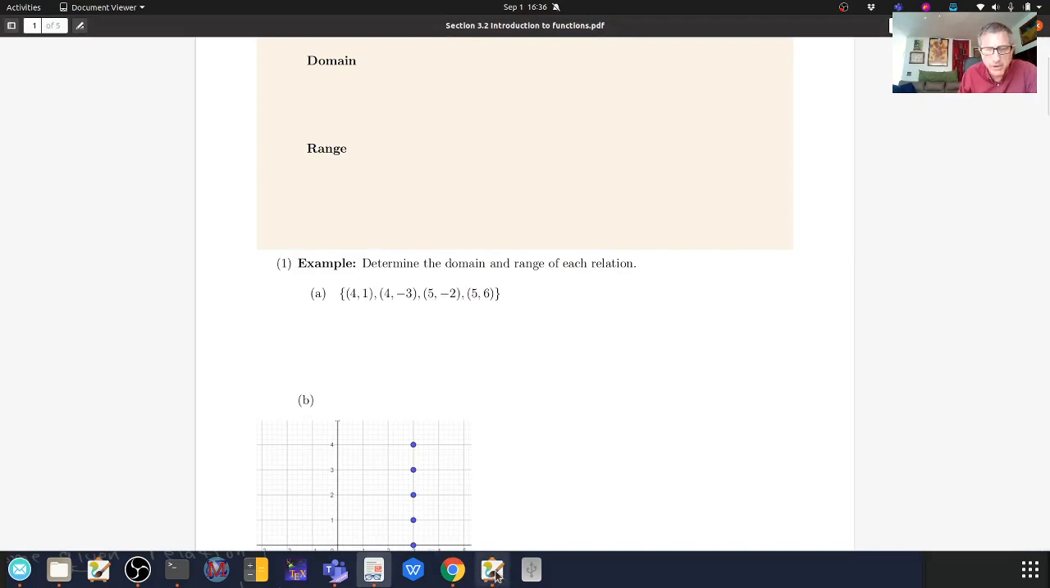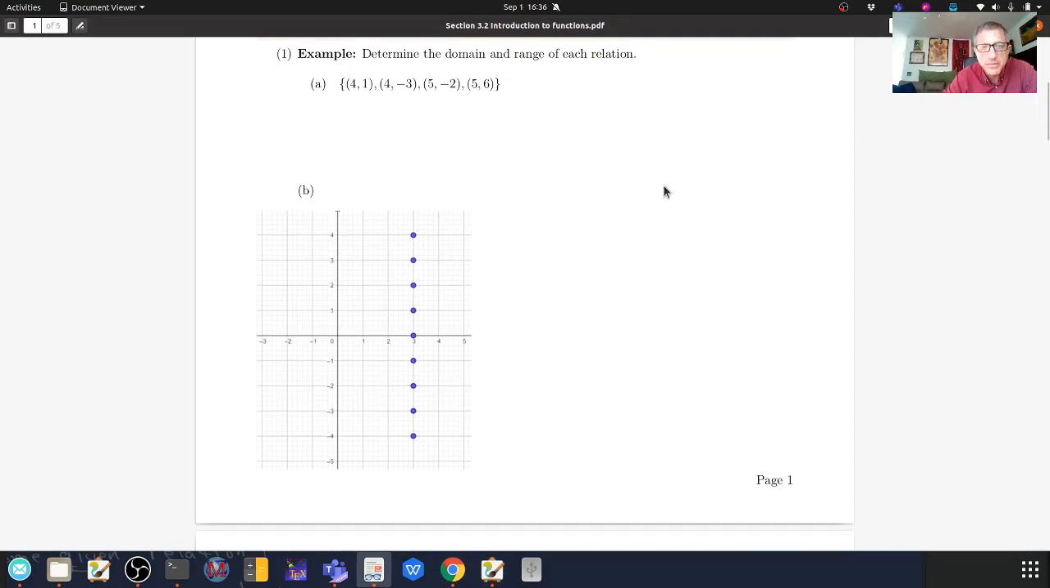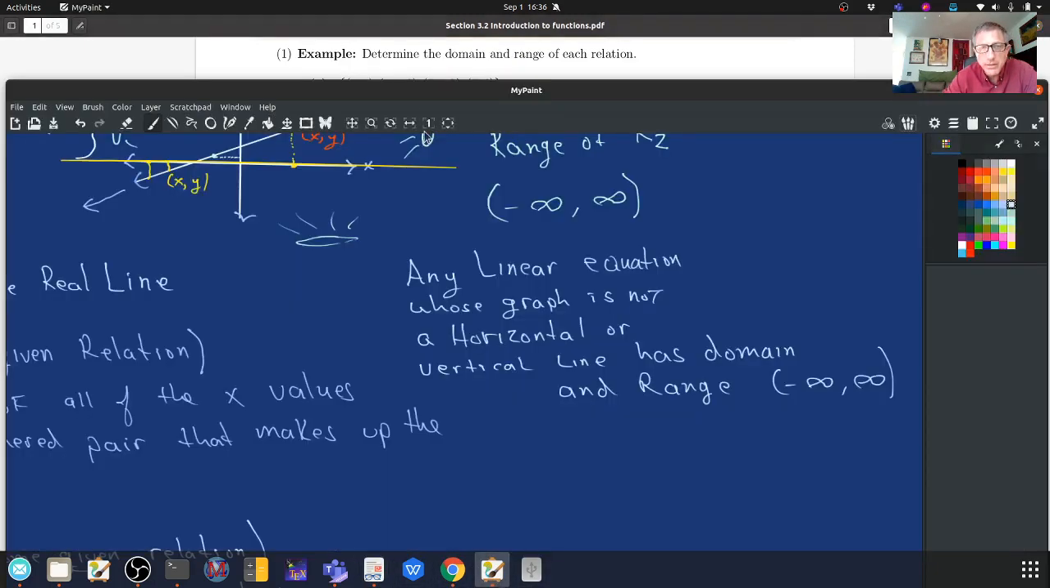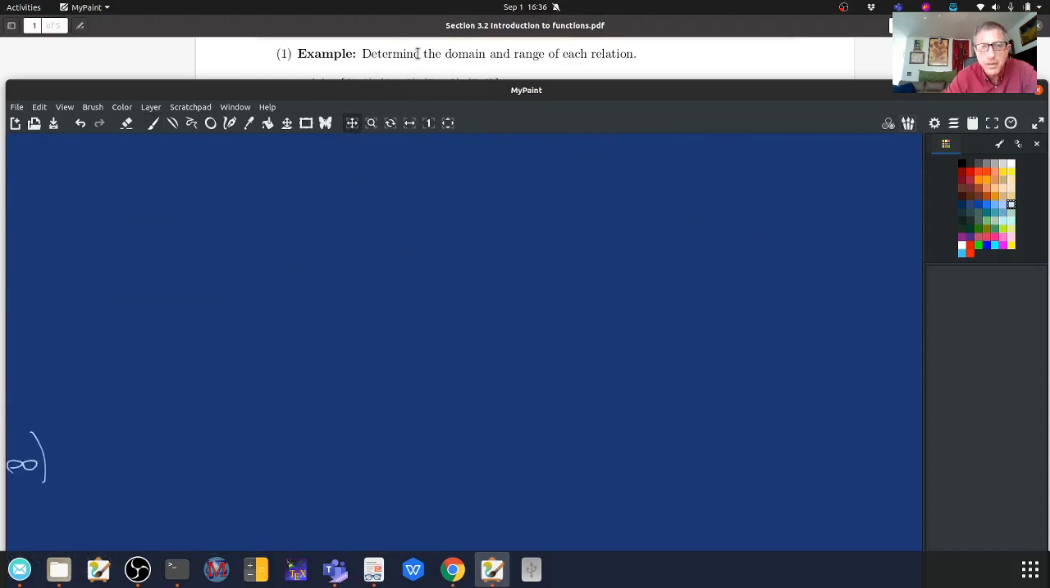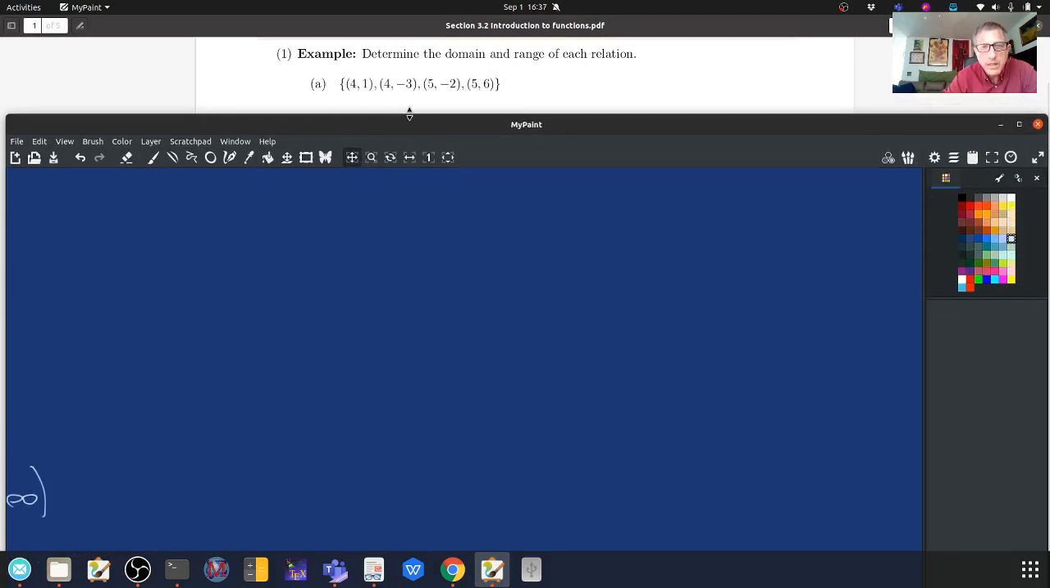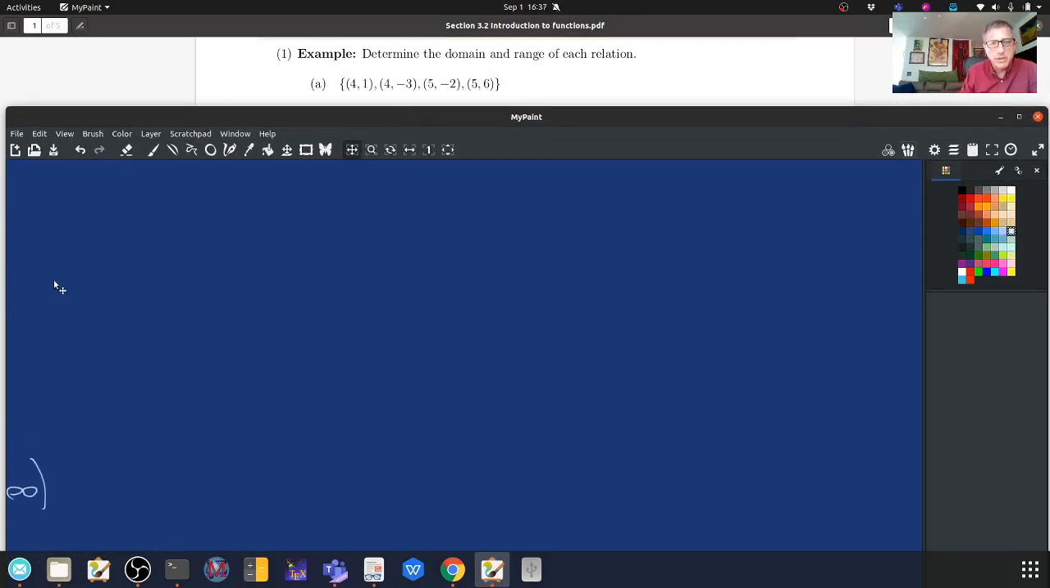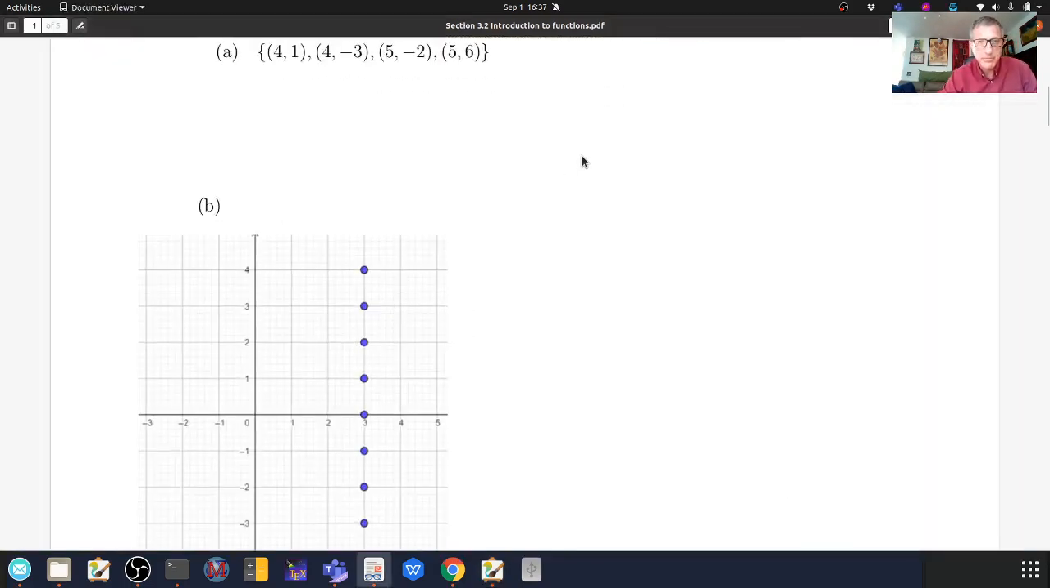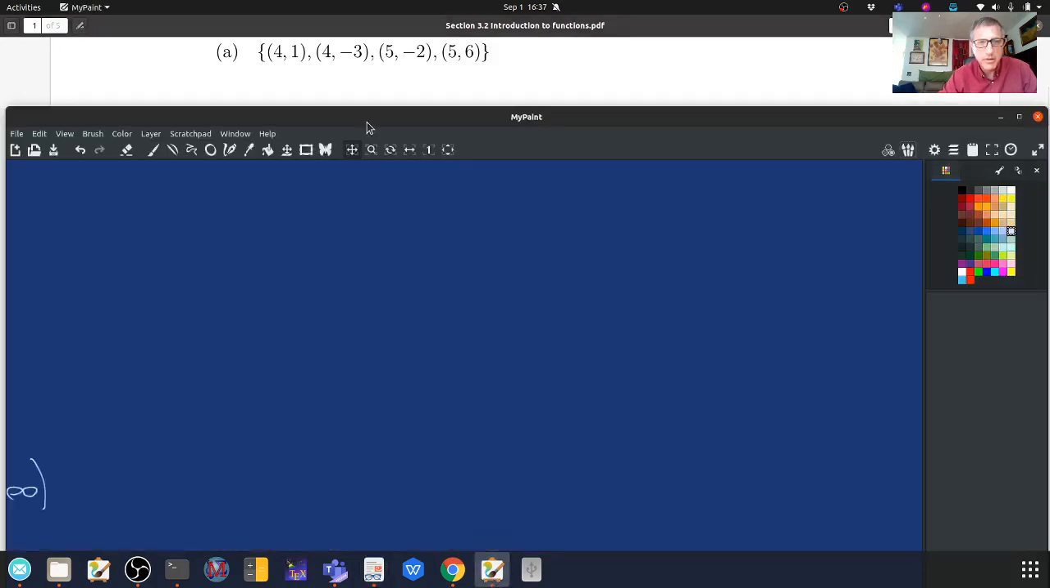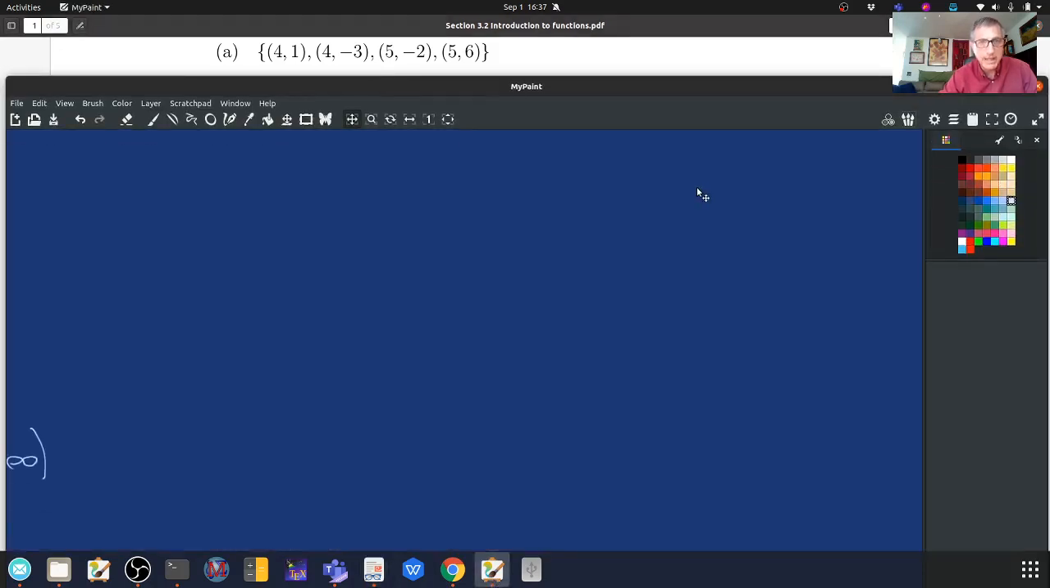So we've already kind of done this, but we're actually ready to do an exercise. I'll clean my drawing space up. So let's look at the first. Here's my relation. What's written down in A is a relation, right? It's a set of ordered pairs.